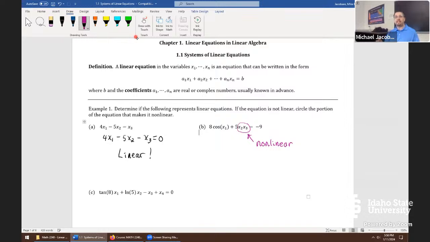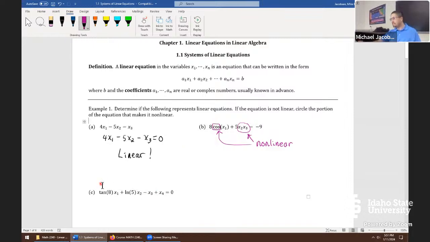Anyone see another portion that made it nonlinear as well? Exactly. One thing we cannot do to our variable is throw it inside a function like that. We can multiply it by a constant, but that's it. It can't go inside cosine, power e exponential, or anything like that. So, well, I guess we can circle just the cosine portion. This also makes it nonlinear. If we had maybe cosine 8 times x1, we would have been okay on this equation.